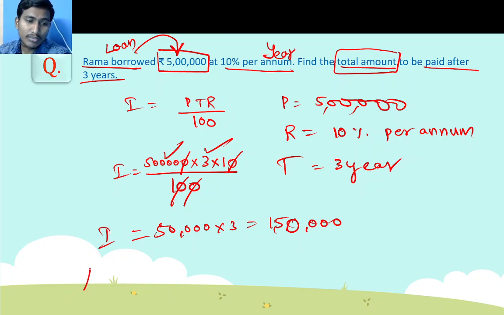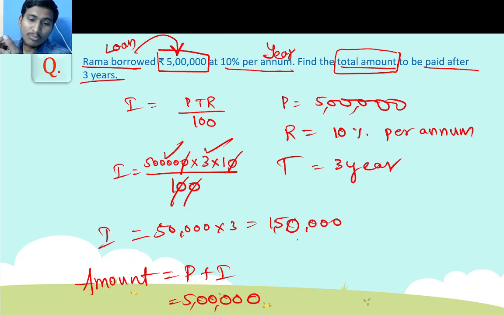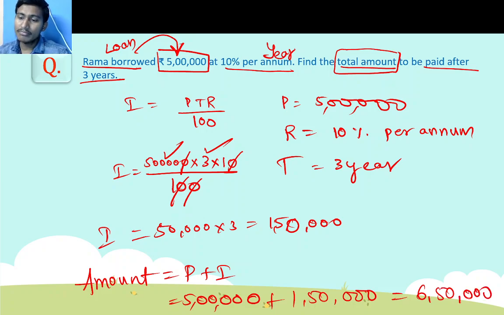So how much will the amount be? Principal plus interest. Principal is how much? 5 lakh rupees, right? And the interest is 1 lakh 50,000. So it will be 5 lakh plus 1 lakh 50,000, which is 6 lakh 50,000. She has to give a total of 6 lakh 50,000 rupees. Understood?